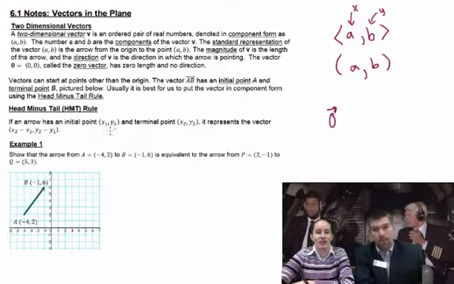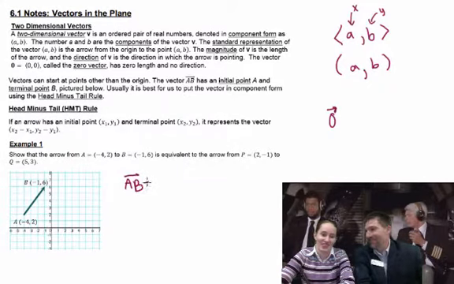You take the x minus the x, and the y minus the y, always using the second one minus the first one. In our example, we want to show that the vector AB, which is pictured here, and the vector PQ, which we don't have drawn, are equivalent. One way to do that is to use the head minus tail rule to get component form.